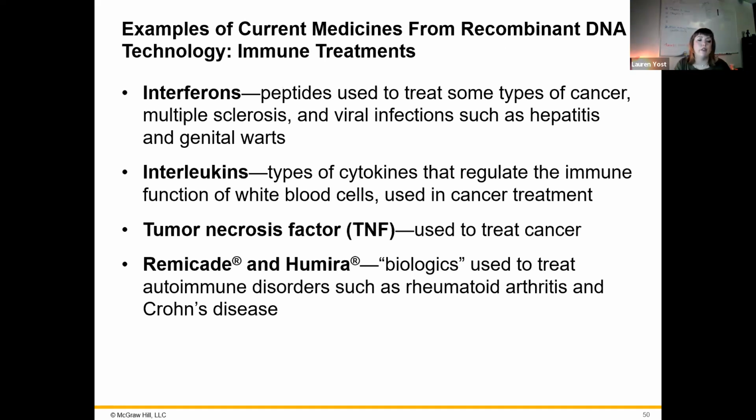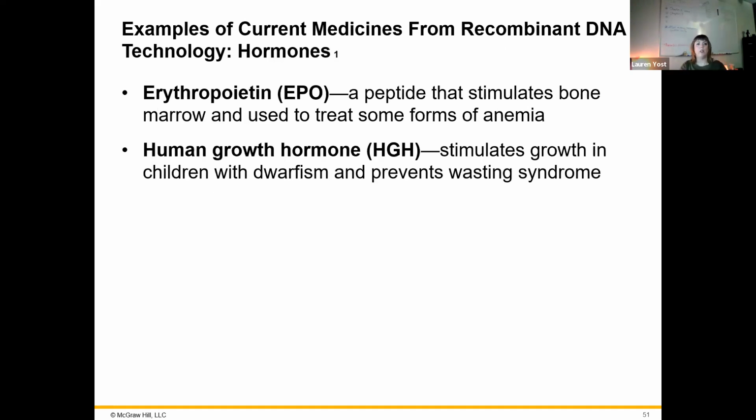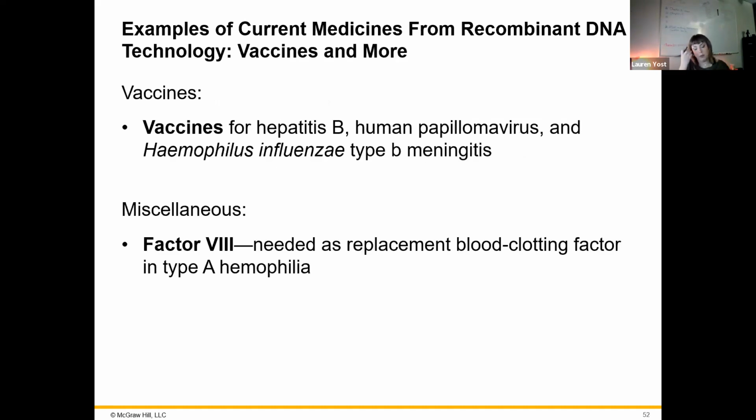This includes things like interferons, interleukins, tumor necrosis factor. This includes Remicade and Humira. All of these are things that we can make by recombinant DNA technology. These are all related to the immune system and can be used to fight infections as well as autoimmune diseases and cancers. And we can make erythropoietin that stimulates bone marrow to treat certain forms of anemia, to make more red blood cells, and then growth hormone, literally helping people grow when they don't have that hormone available naturally in their bodies, telling them to grow.